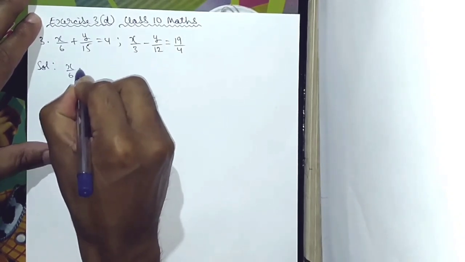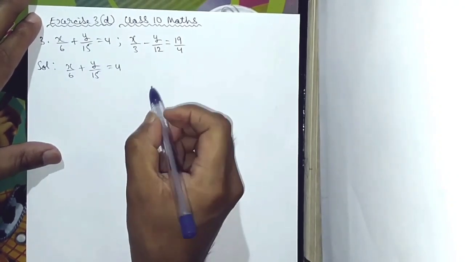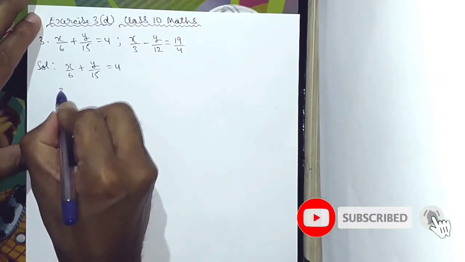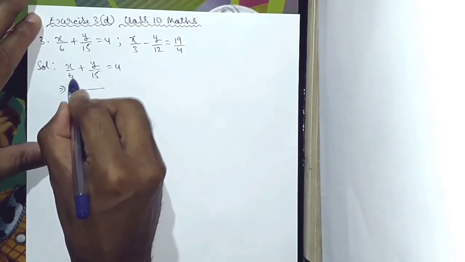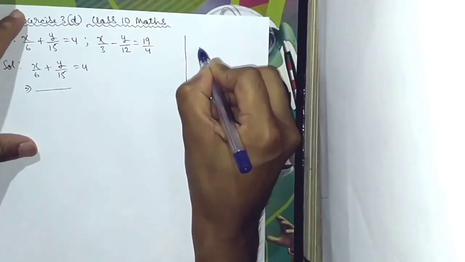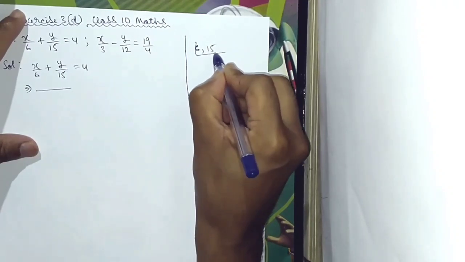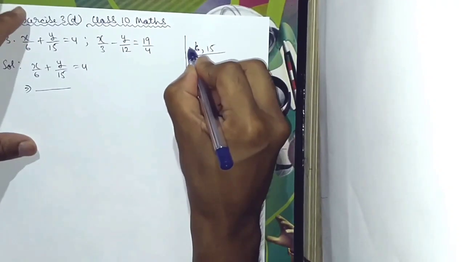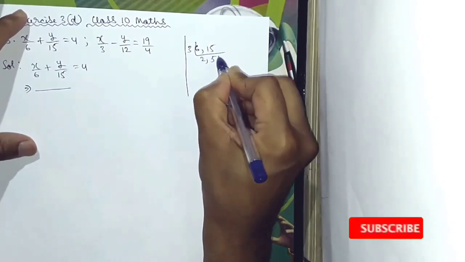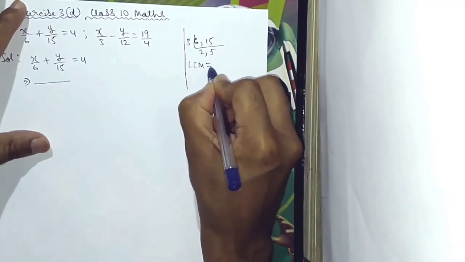x by 6 plus y by 15 is equal to 4. You know, to remove the fractions we solve it easily. This implies we find the LCM of 6 and 15, as a rough calculation. Divide by 3: 3 into 6 is 2 times, and 3 into 15 is 5 times.